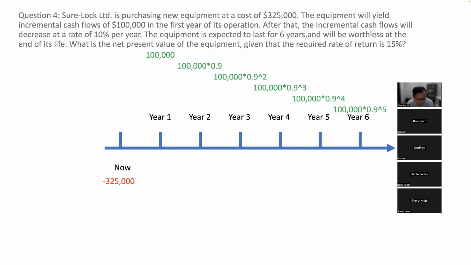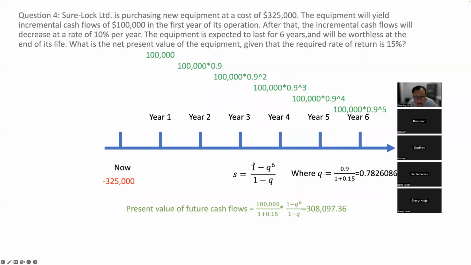Anyone? What is the formula for ordinary annuity? Okay, let's see. Denti said PV equals C times... Oh yeah, you're absolutely correct. Yeah, that is the formula for ordinary annuity, right?